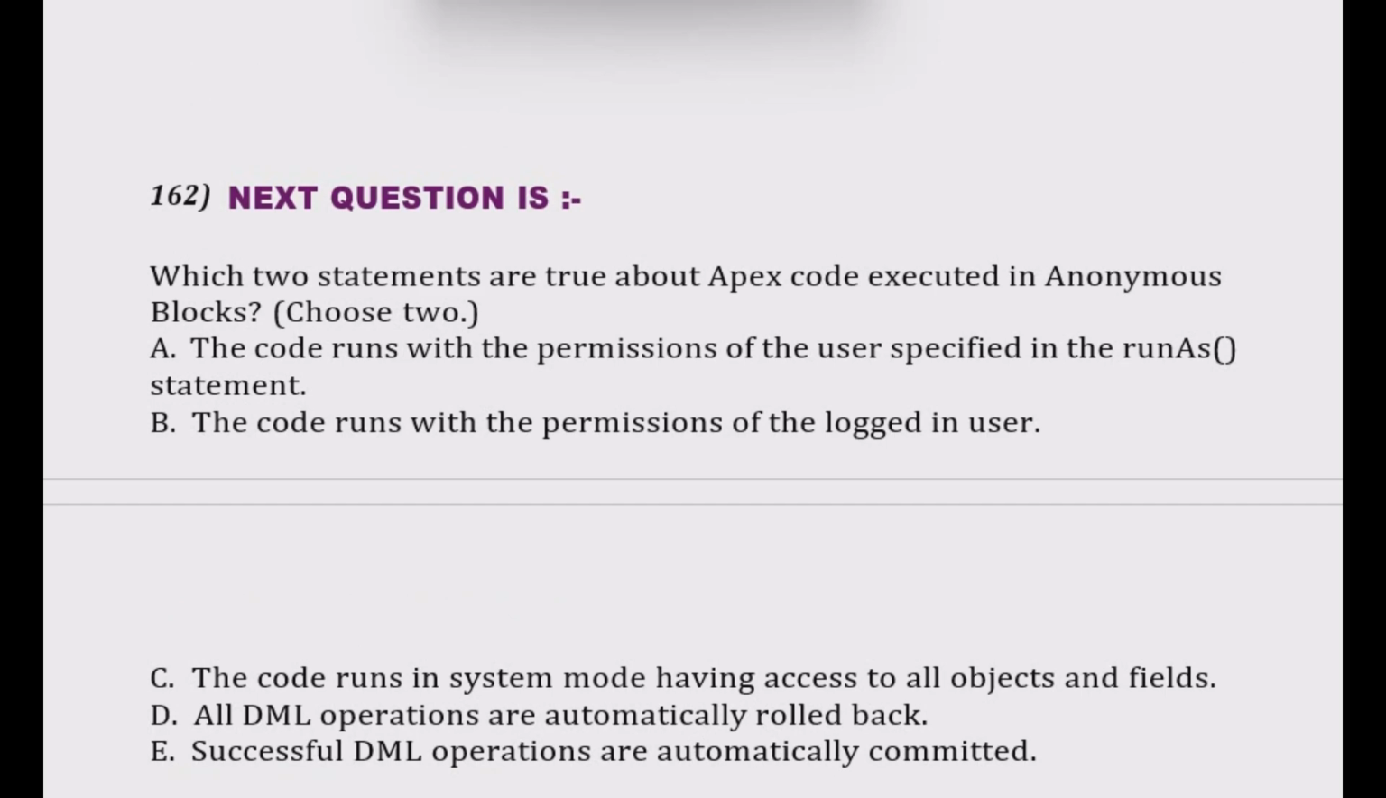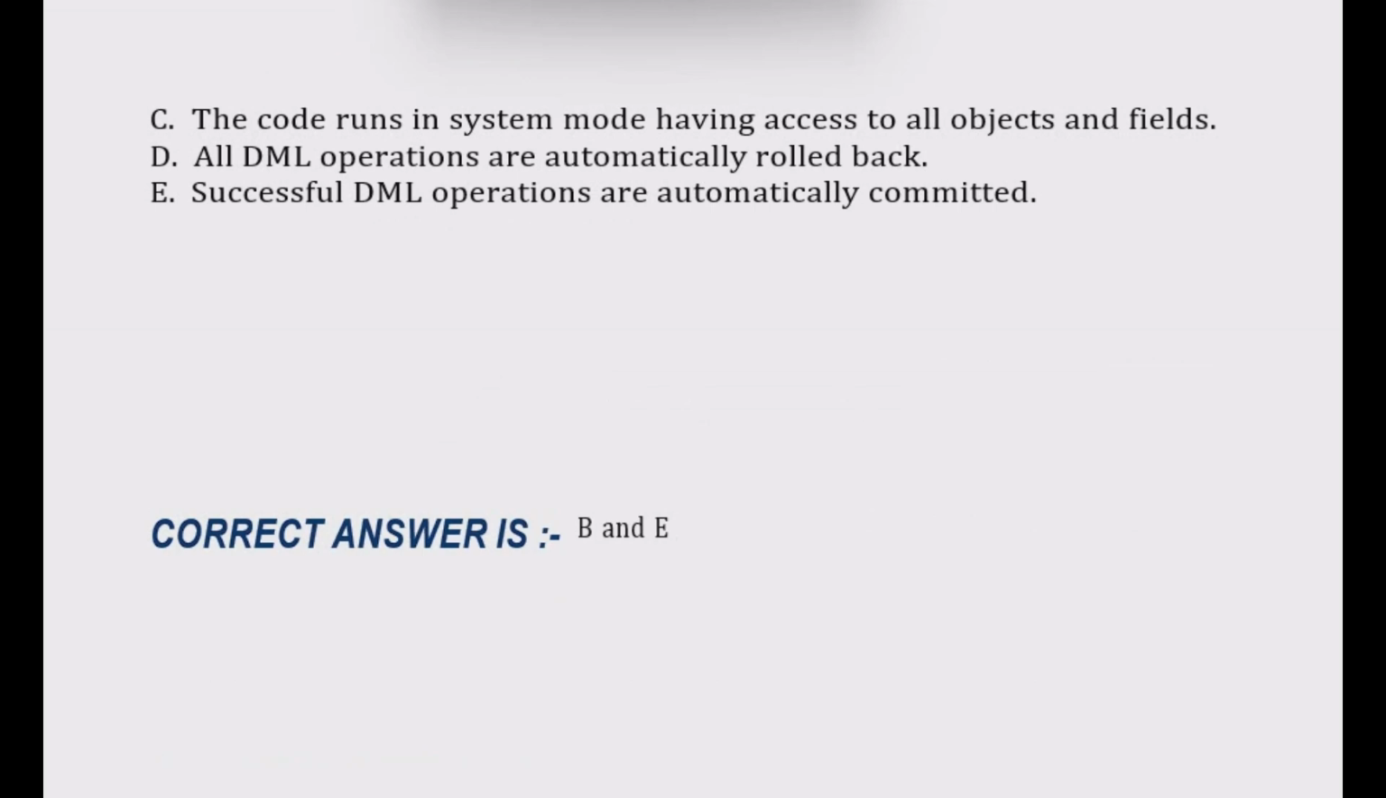Question is, which two statements are true about Apex code executed in anonymous blocks? Option A, the code runs with the permission of the user specified in the runAs function statement. Option B, the code runs with the permission of the logged in user. Option C, the code runs in system mode having access to all objects and fields. Option D, all DML operations are automatically rolled back. Option E, successful DML operations are automatically committed. Correct answer is option B and option E.